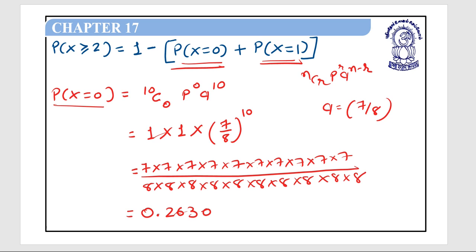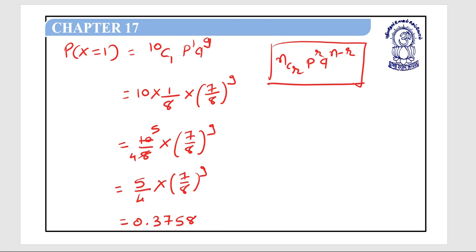So P of x is equal to 0 is equal to 10C0 p raised to 0 q raised to 10, which is 1 into 1 into 7 by 8 raised to 10. So the answer is 0.2630.